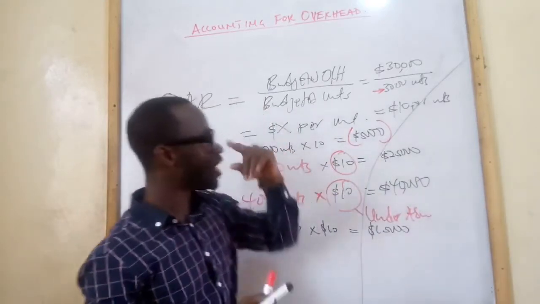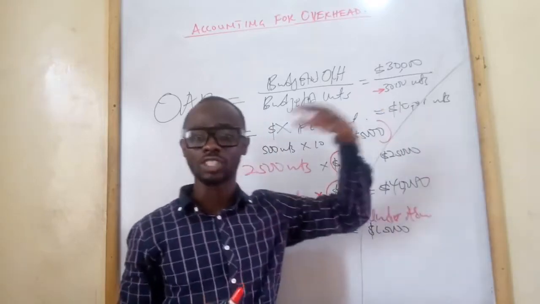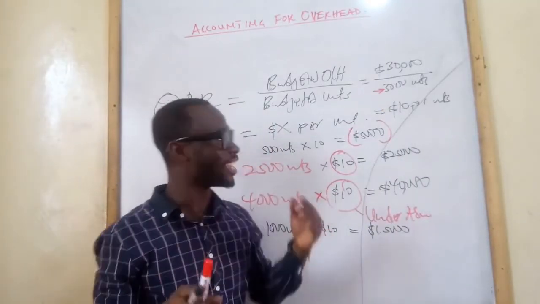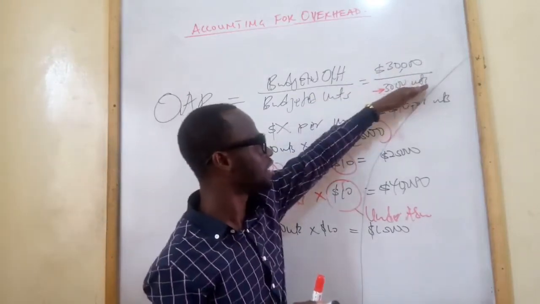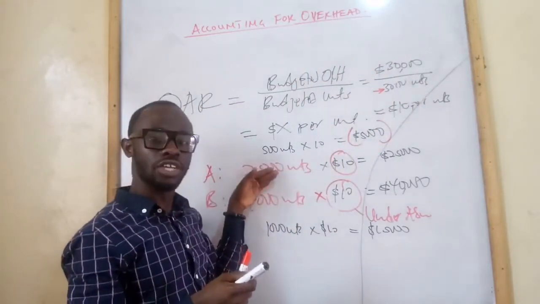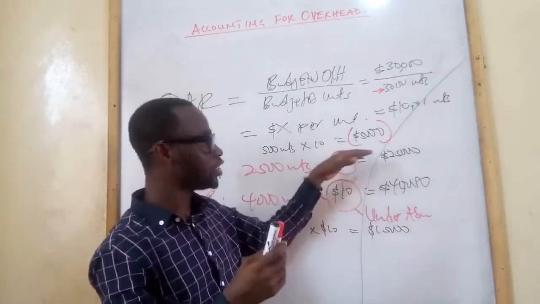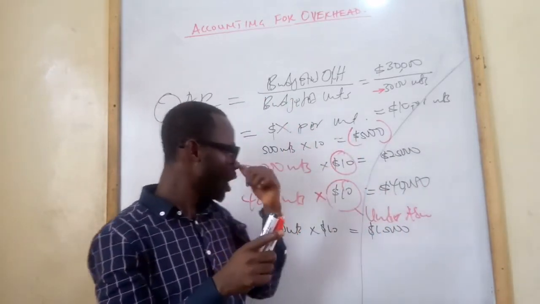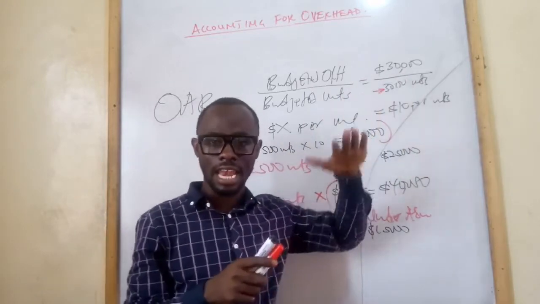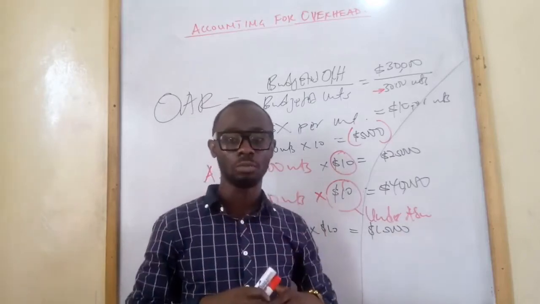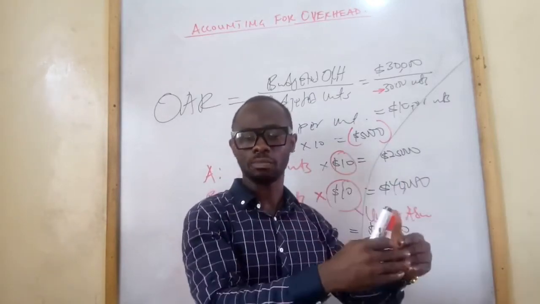If the budgeted unit is more than the actual unit, it means we have over-absorbed the overhead. So we need to subtract back the difference. But if the budgeted unit is less than the actual unit, it means we have under-absorbed overhead, so we need to add it back.